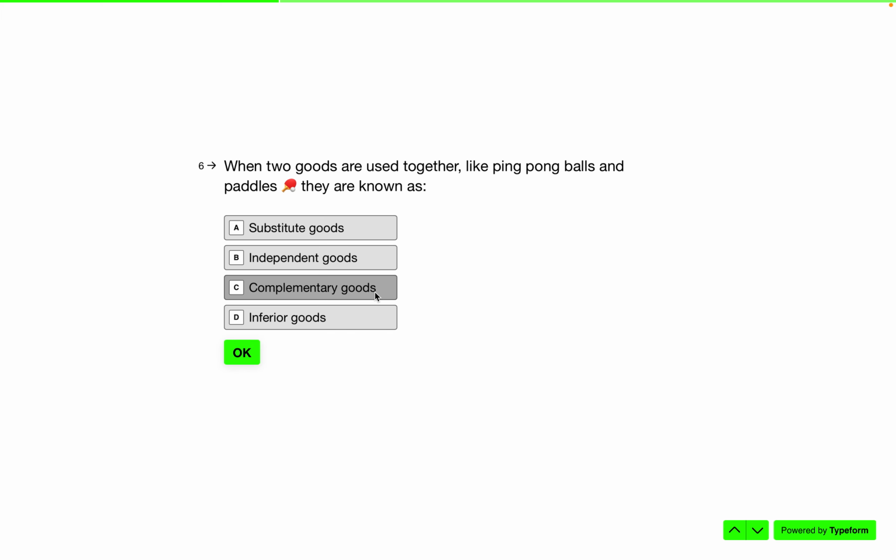They complement each other. Hi, ping pong ball, you're very handsome. Oh, well, thank you, paddle. That's very kind of you.